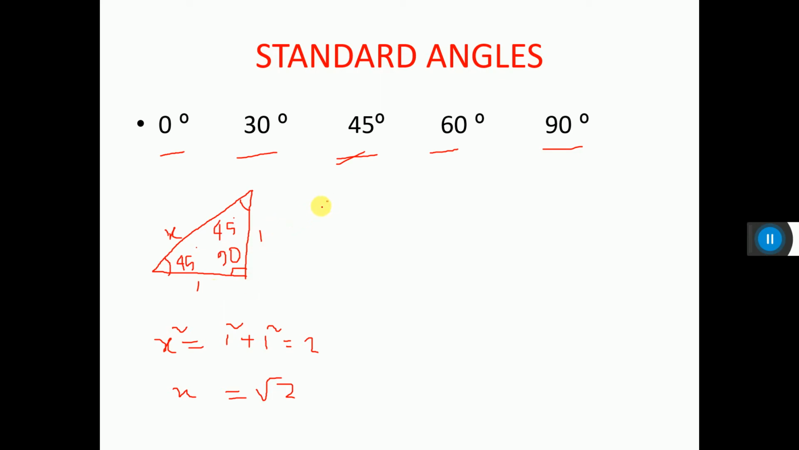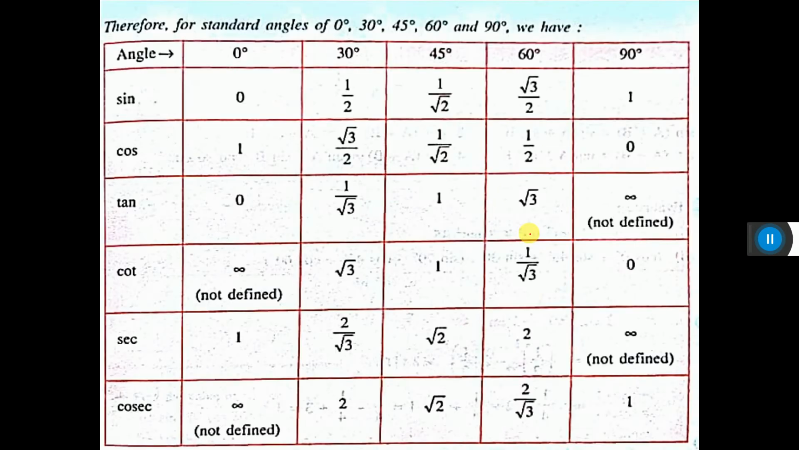Now find sine 45 degree. What is the formula of sine? Perpendicular by hypotenuse. Some people have perpendicular by hypotenuse. What is the value of perpendicular? 1. What is the value of hypotenuse? See here, root 2 you have got. So sine 45 we have got 1 by root over 2. See the table, sine 45 is 1 by root over 2.